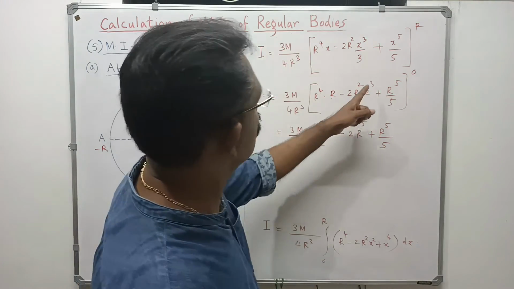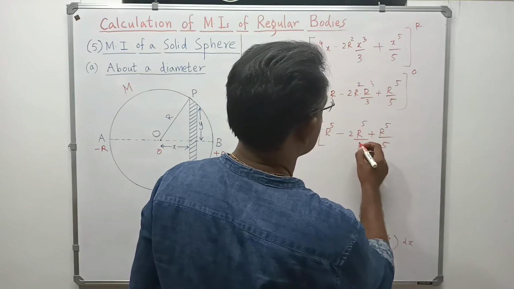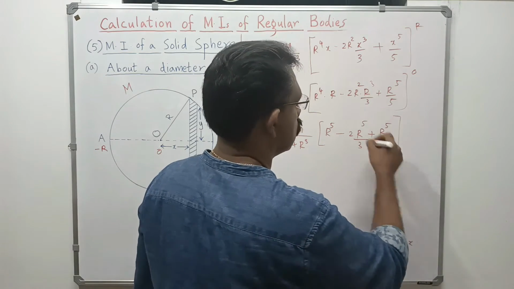Okay, 2r squared x cube by 3. So that is r cube by 3, 3 is also r by 3. Okay, this is what we are going to get.